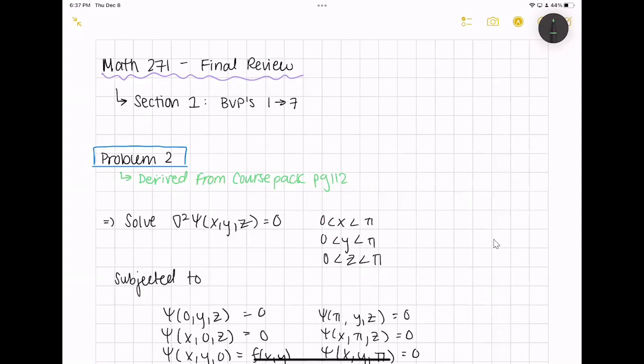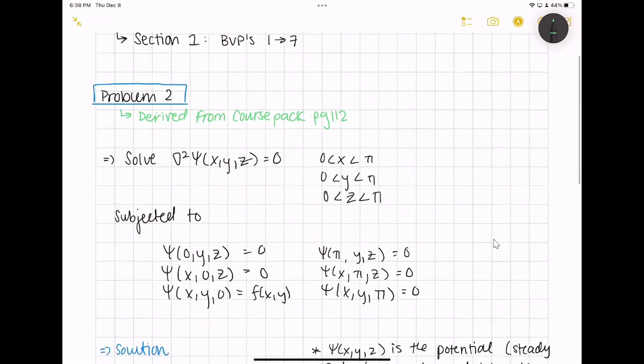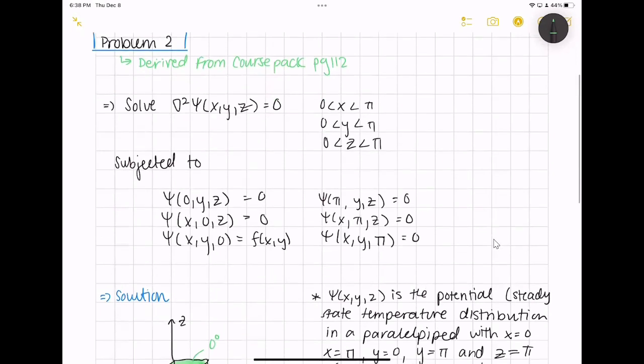So first, the question is asking us to solve this form here. So this is a BVP in terms of three parameters, x, y, and z, where each parameter varies from 0 to pi. And then we are subjected to different boundary conditions here. And so basically the question is just asking us to find the phi value that satisfies this equation.